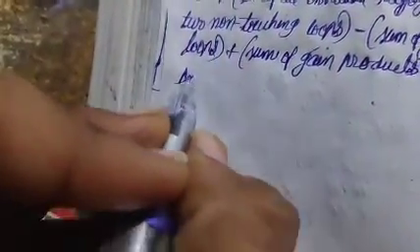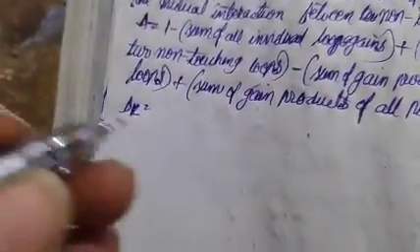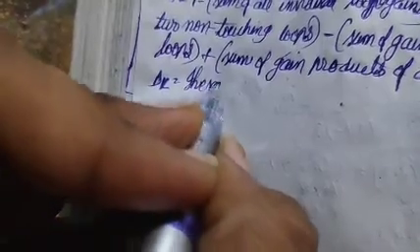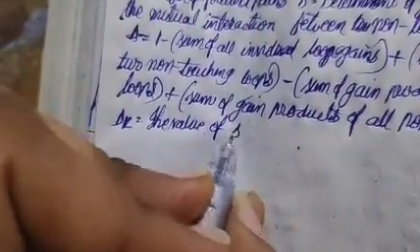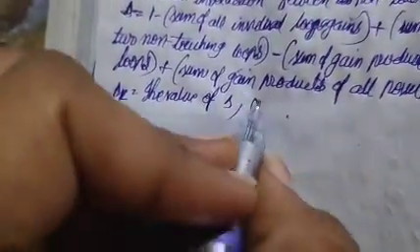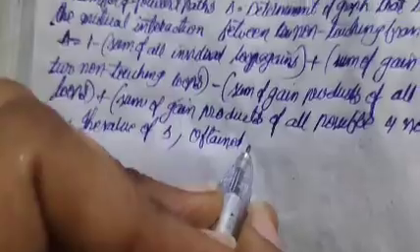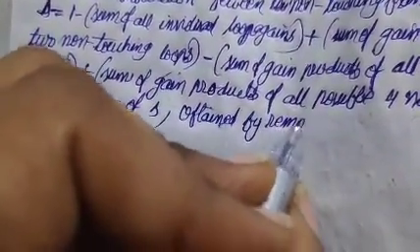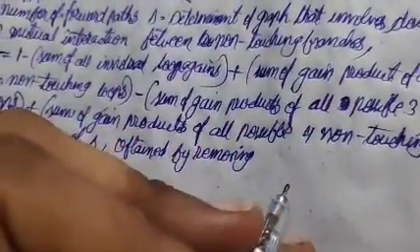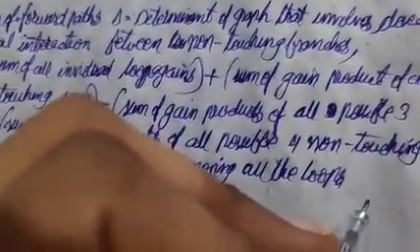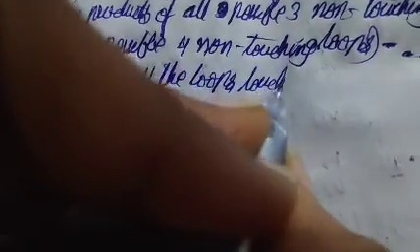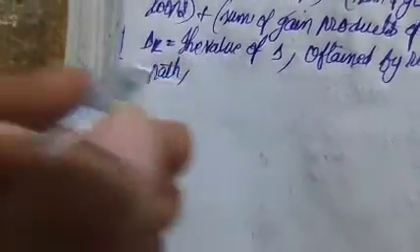And coming to this del subscript k. This will be the value of del obtained by removing all the loops touching the kth forward path.